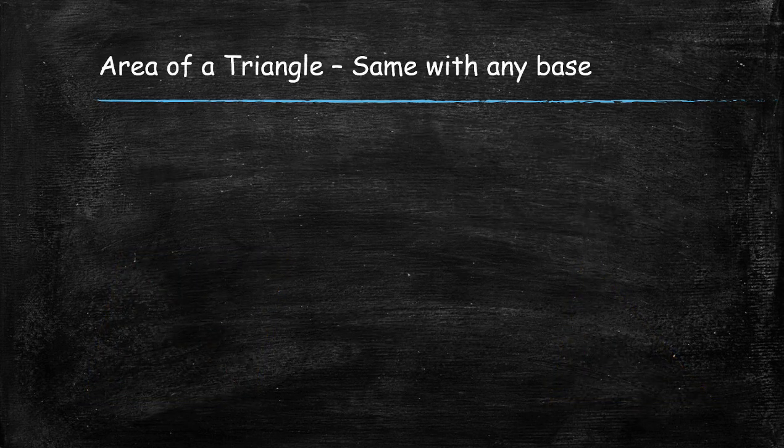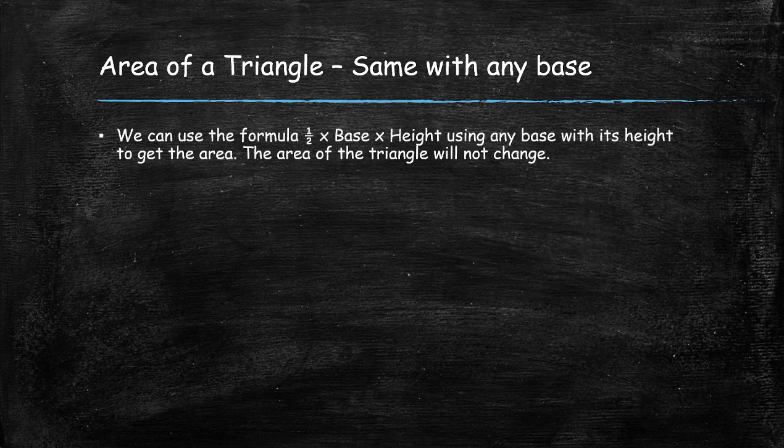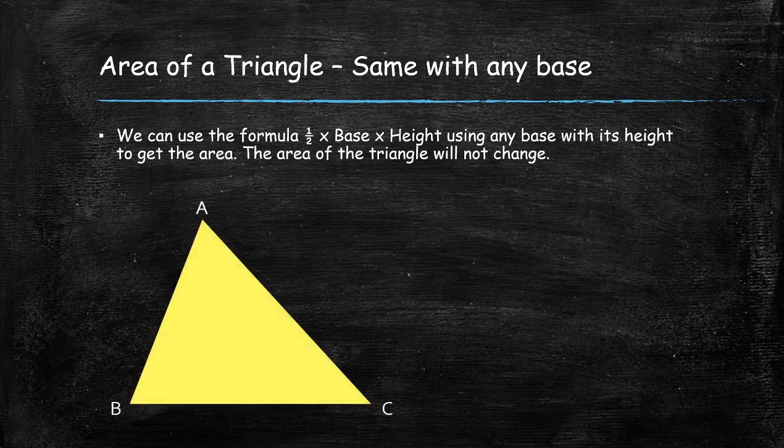Now, area of triangle is the same with any base. This is very important. You can use the formula half into base into height using any base with its height to get the area. The area of the triangle will not change. Let's take triangle ABC. BC is 10 cm, AD is 8.4 cm.